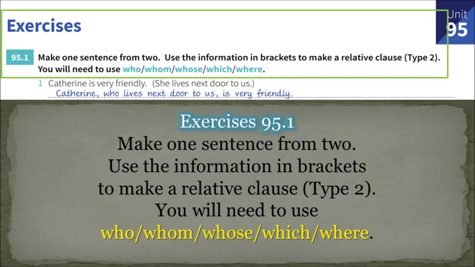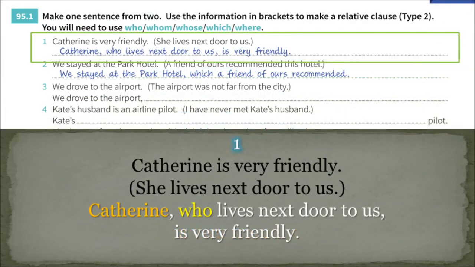Exercises, 95.1. Make one sentence from 2. Use the information in brackets to make a relative clause, Type 2. You will need to use who, whom, whose, which, where. Catherine is very friendly. She lives next door to us. Catherine, who lives next door to us, is very friendly.